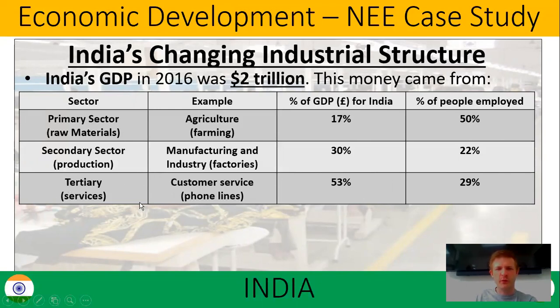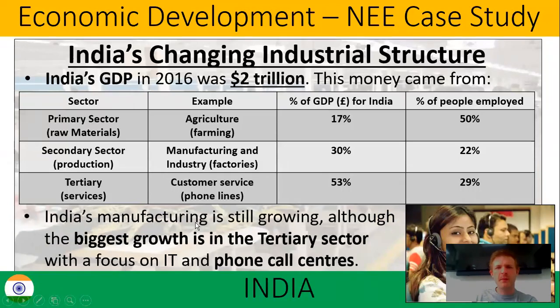So how do they do that? Well, although India's manufacturing is still growing, the biggest growth is the tertiary sector, with a focus on IT and phone call centres, which is what India tends to do a lot of.